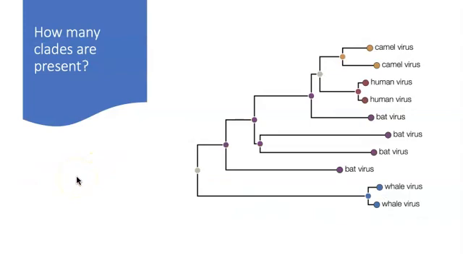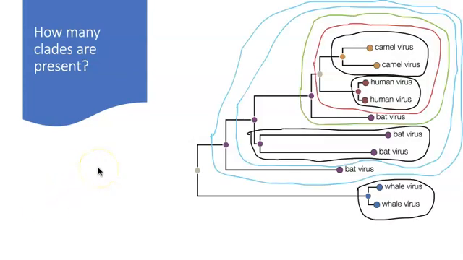So how many clades are present in this phylogeny? You can go ahead and pause the video and try and count up how many there are. Alright, so here it is. It's a great example because there's a pretty good amount of clades in this phylogeny.